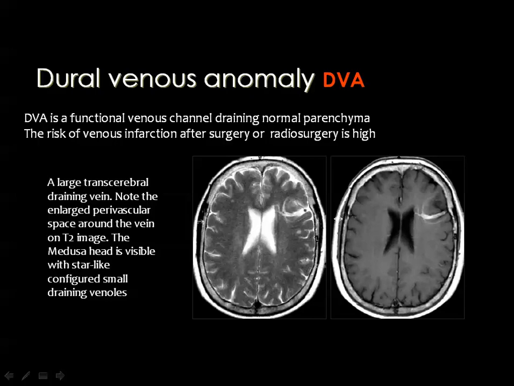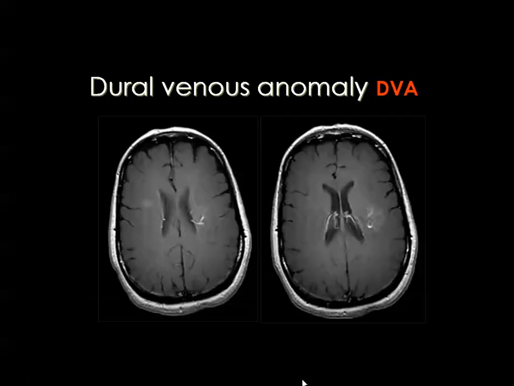It's very important to note that the developmental venous anomaly is a functional venous channel draining normal brain parenchyma. Then if you try to remove this lesion or to embolize this lesion, you will get an infarction in the brain. This lesion is usually known as "leave me alone", and it is not an arteriovenous malformation, and it requires no intervention and no therapy.